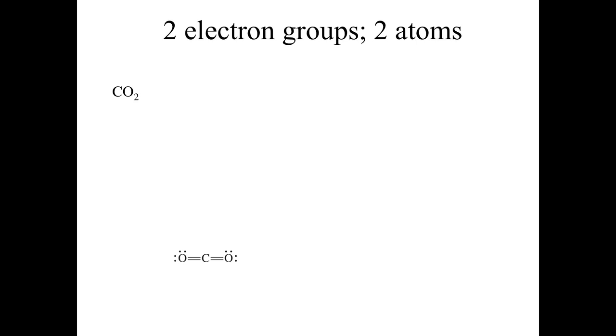How many would you say? Counting electron groups for this carbon, there is one double bond with this oxygen and another double bond with the other oxygen. Two double bonds counts for only two electron groups.